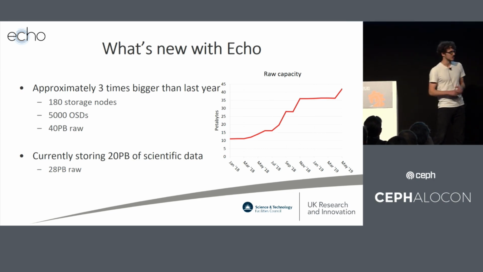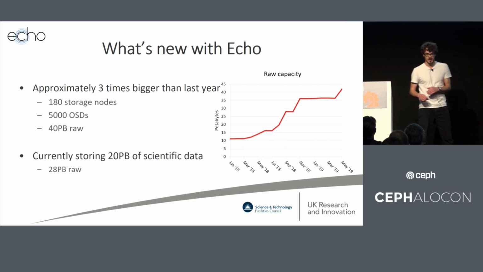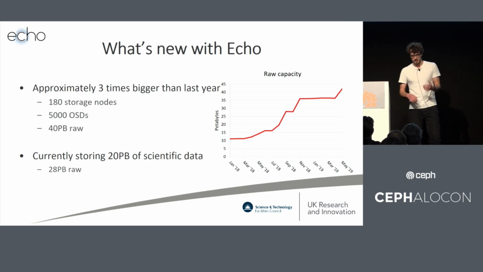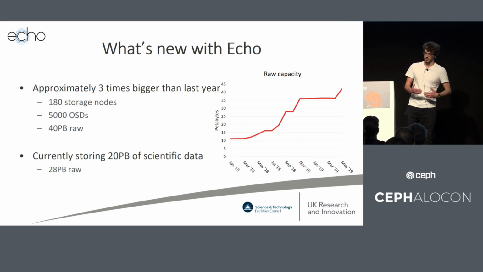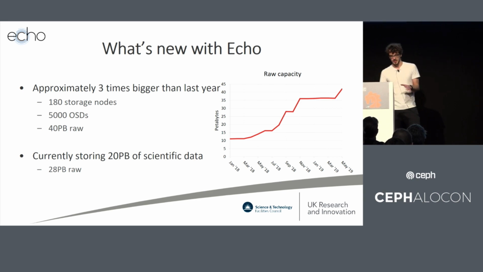I think we're a few OSDs below 5,000 OSDs currently, but we did reach that. It's 180 storage nodes, and it is still growing. We have more hardware coming. We're aiming for a steady state of around 6,000 OSDs for this cluster. Obviously we're not just making it bigger for our own amusement. We're storing more data, and currently there's 20 petabytes of scientific data in it, so that's 28 petabytes of raw capacity used on this cluster.